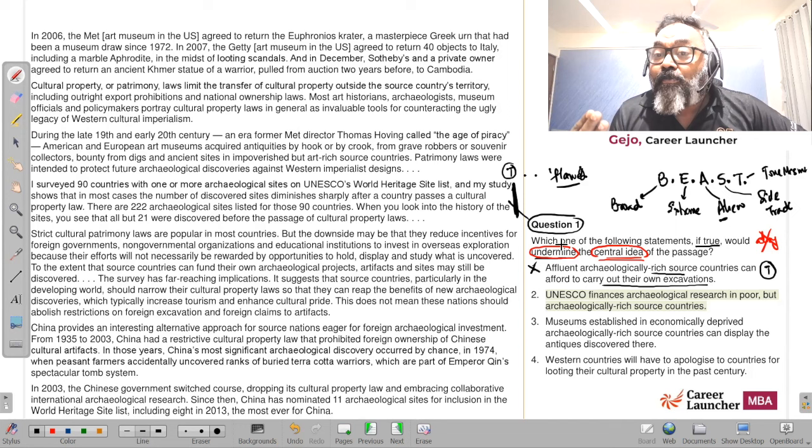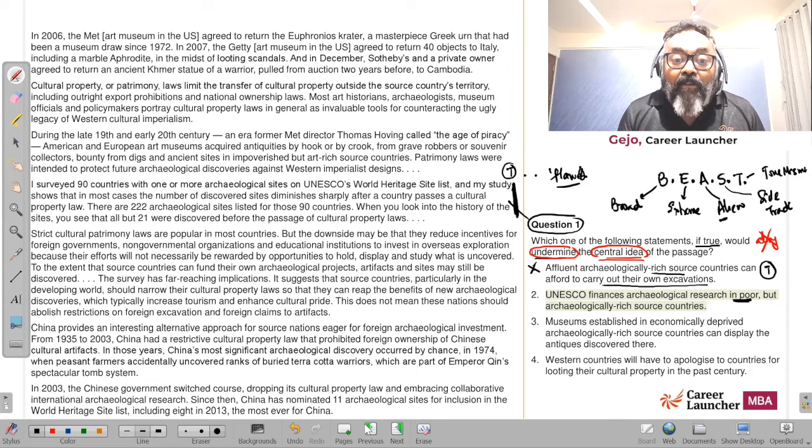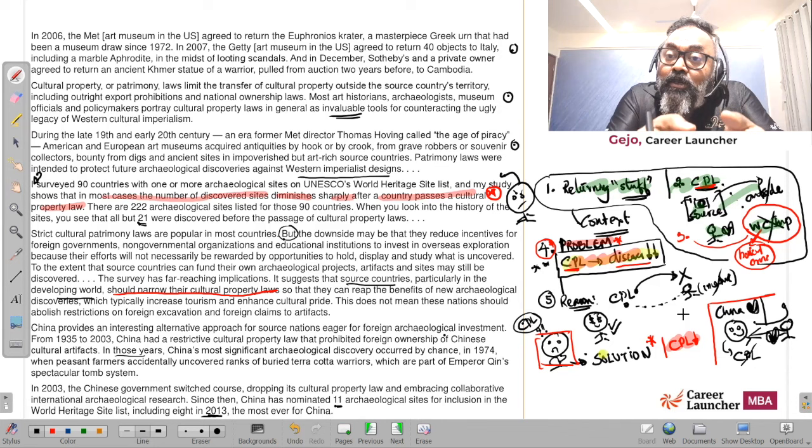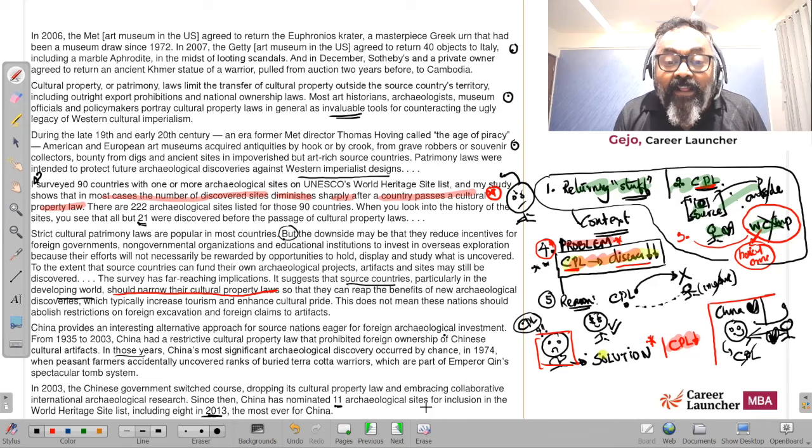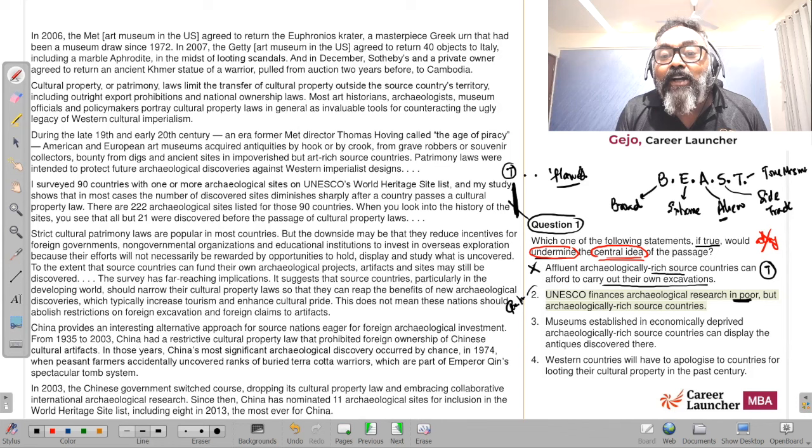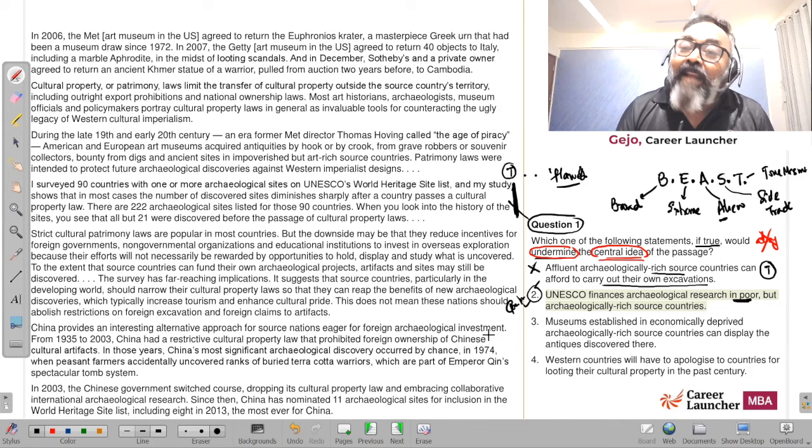UNESCO finances archaeology research in poor but archaeologically rich countries. Somebody is researching what is going on. The passage is saying that there is no incentive for people to come and put in funds to help this country with no money, because they don't get anything. This option is questioning that. That is the reason why option 2 is our answer to this question. The passage is saying there is no help from outside. The option is saying otherwise.